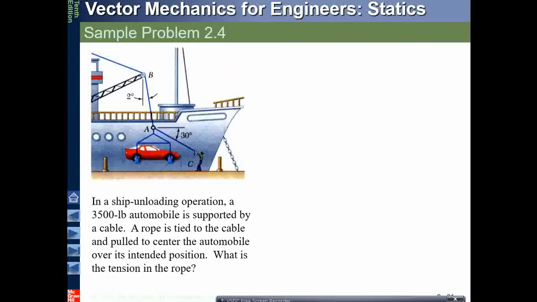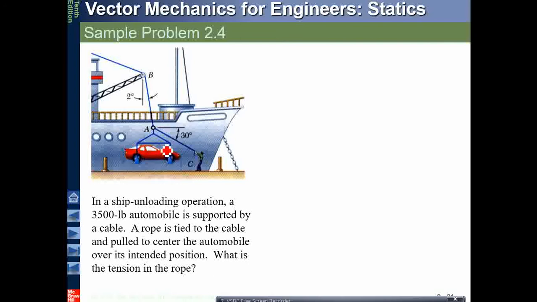There is another problem. In this problem, this car may be loaded inside this ship or maybe unloaded from the ship. I don't know, but the important thing is that this car has still not been put on this ground or on this ship. So it is hanging. So now we need to find the equilibrium condition in this.